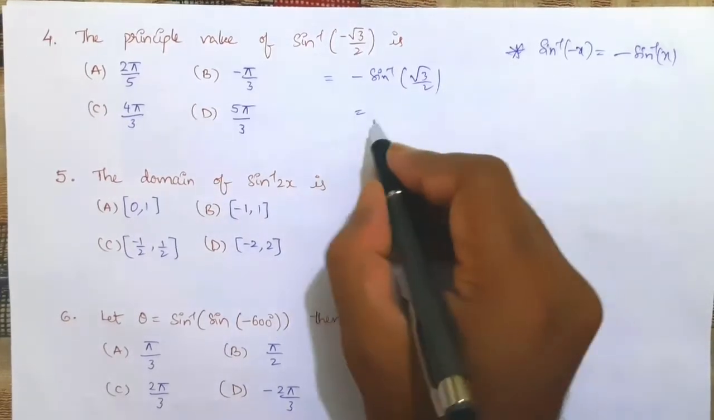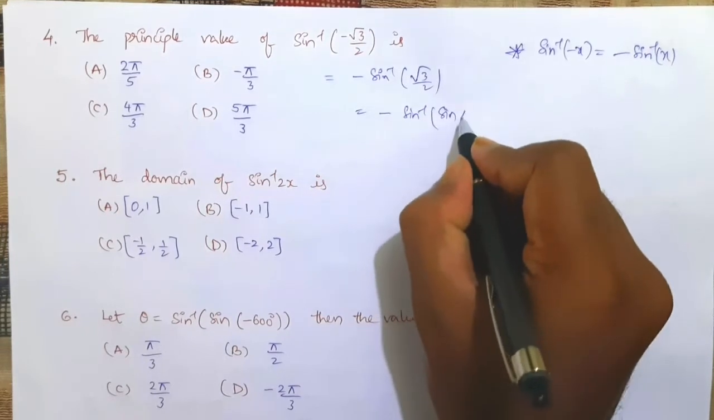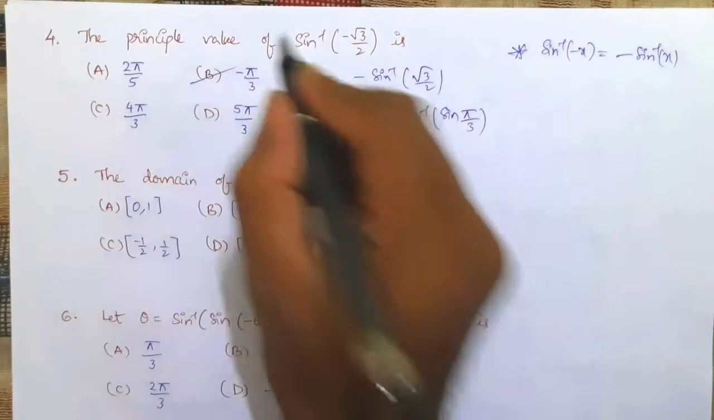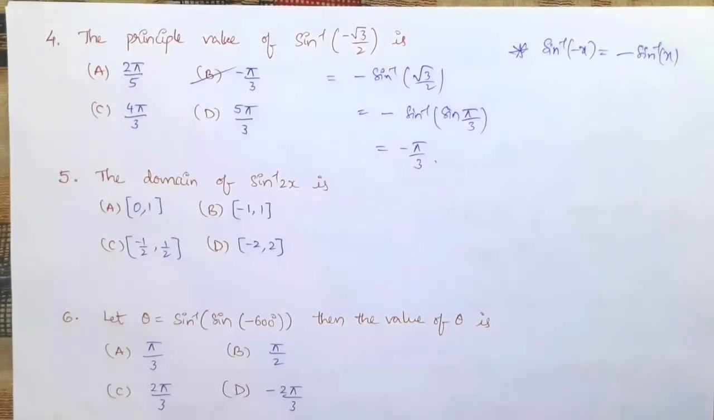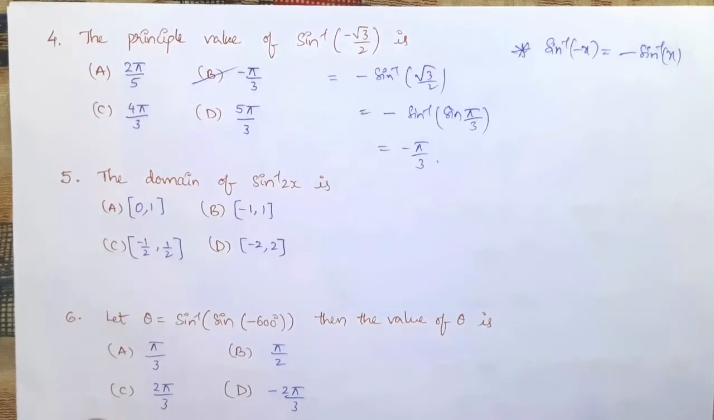So we know that it will be minus sin inverse of root 3 by 2, in terms of sin, which is sin 60 degrees. So it will become minus pi by 3. Next, the domain of sin inverse 2x is domain of sin inverse of 2x.